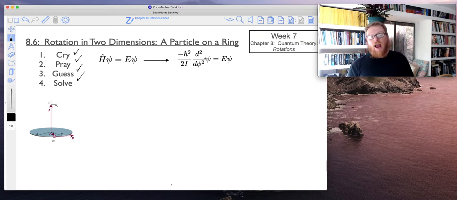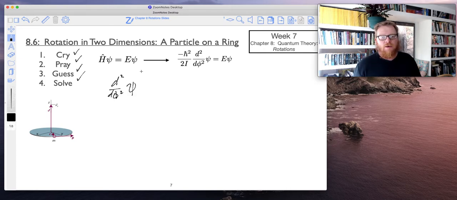Okay? So here I have my Schrodinger equation. And the first thing that I want to do is get that in the standard reduced form. So I'm going to just do that algebra right here. I'm going to multiply negative 2I over h bar squared through. Okay, so I get the second derivative in phi of psi, and now that equals negative 2IE over h bar squared times psi.